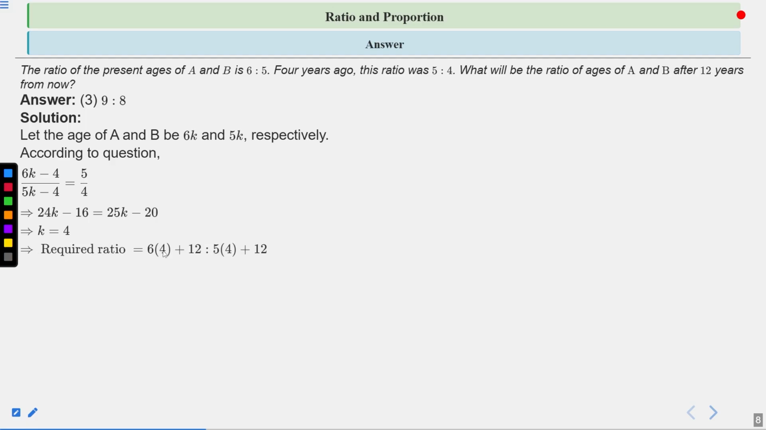So the required ratio will become (6 into 4 plus 12) to (5 into 4 plus 12), because we need the ratio after 12 years. So we get the ratio, which becomes 9:8. So the third one is the correct answer of this question. Next one.